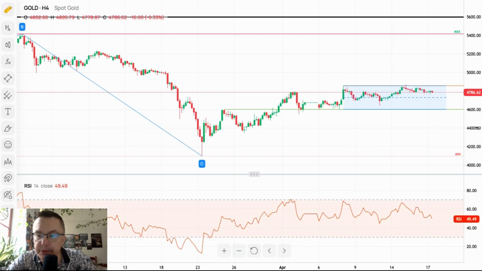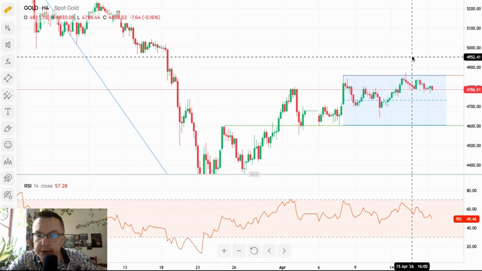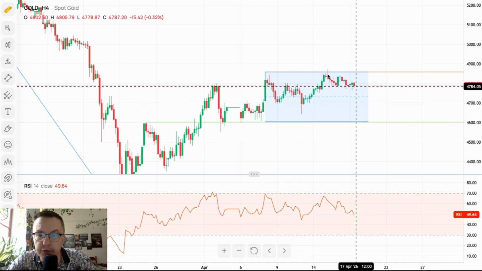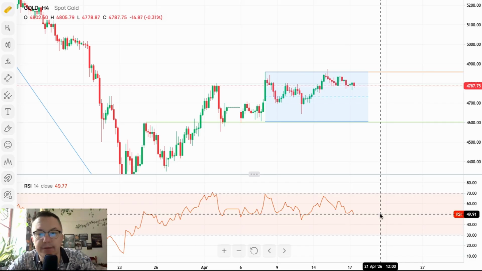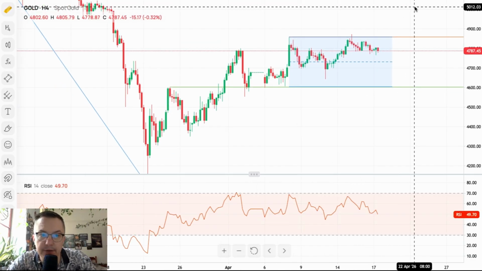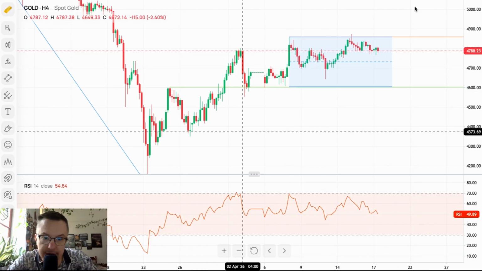Gold market doesn't do much. We tested the upper channel line at 4,870, moved a little bit lower, and now we are sitting at 4,780.84, as the momentum keeps moving towards the level of 50, which is the neutral level. The same situation applies here as for the other markets. Gold bulls are still in charge, at least in the short term.